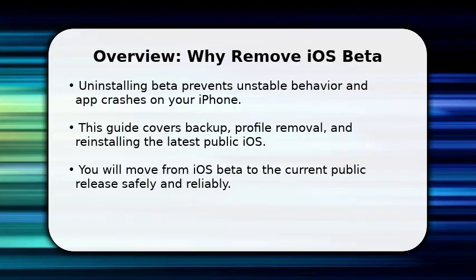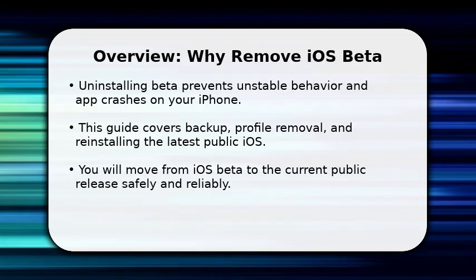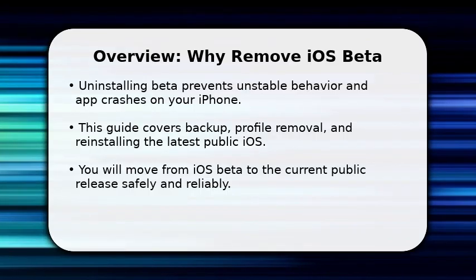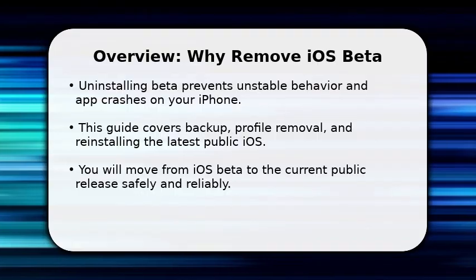If you run an iOS public beta, you may see instability and unexpected crashes. Removing the beta returns your device to the public release and improves stability. This video teaches 3 clear steps: back up your device, remove the beta profile, and reinstall the public iOS version. You will be ready to restore your data afterward.